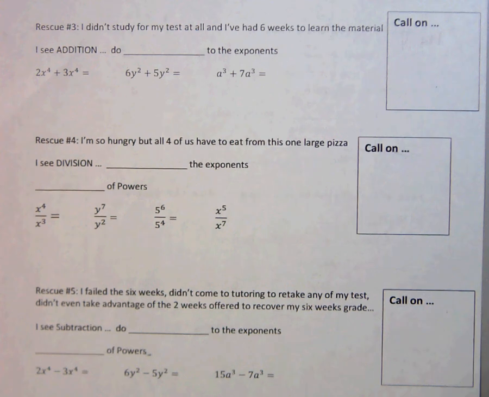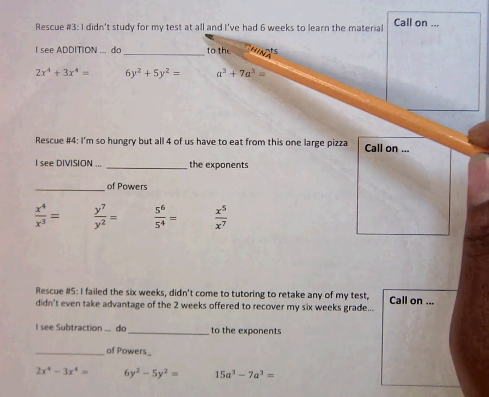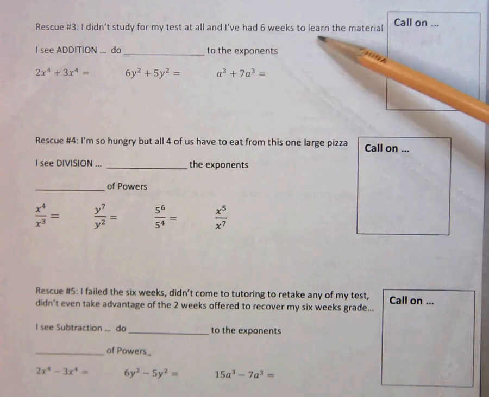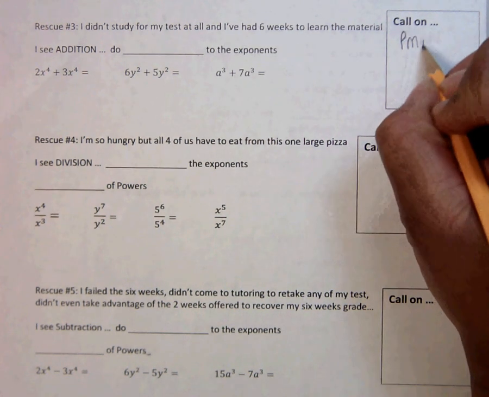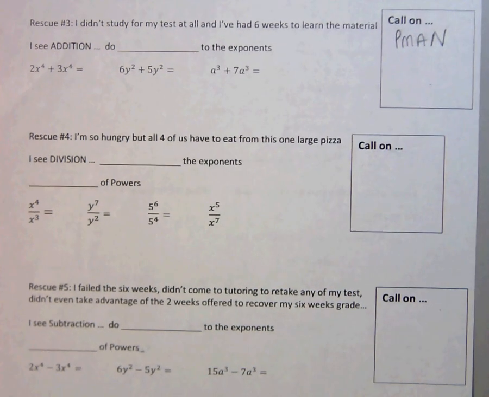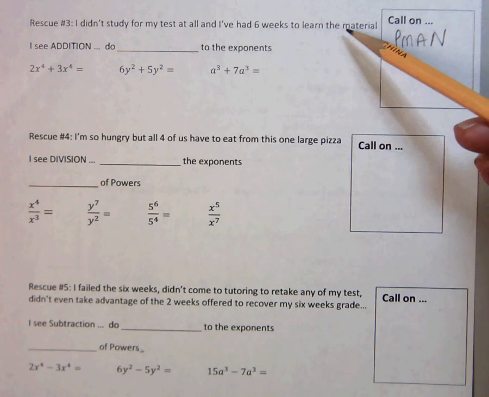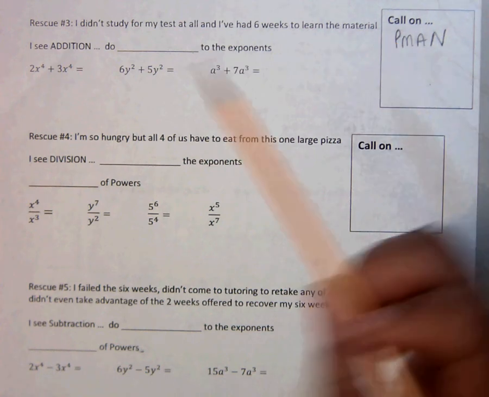Okay, let's talk about rescue number 3. I didn't study for my test at all, and I've had 6 weeks to learn the material. I guess we're going to call on P-Man again. Okay, and P-Man is going to say, for this situation, it's not that dangerous. It looks like we kind of got ourselves in this situation, but P-Man may be able to help us. So, what does P-Man say?